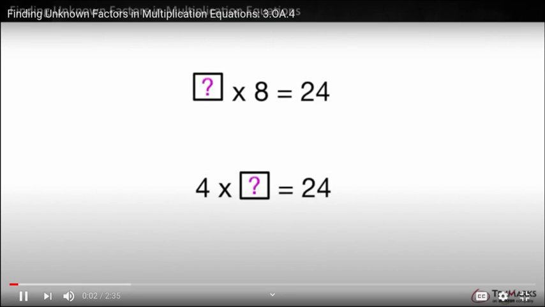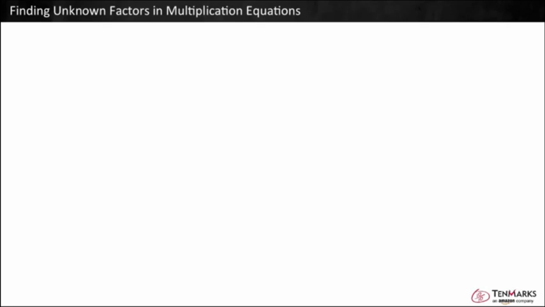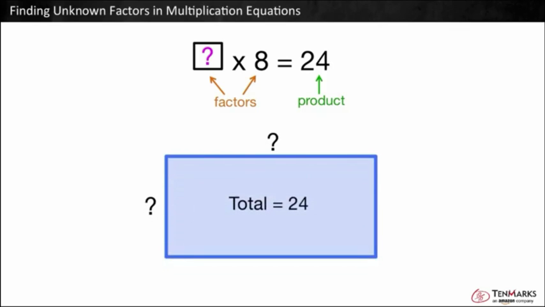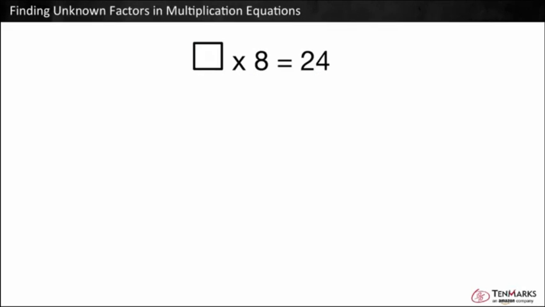In this video, you'll learn how to find unknown factors in multiplication equations. Let's take a look at this equation. These two numbers are the factors, and the answer is the product. A factor is missing. Something times 8 equals 24. Some number of equal groups of 8 equals 24. Let's make an array by using 24 tiles. If we keep making groups of 8, we can make a total of 24 tiles to find the missing factor.